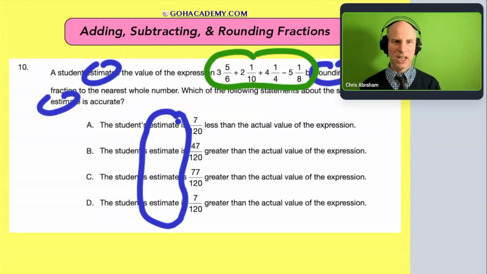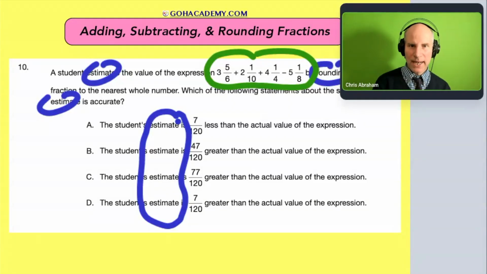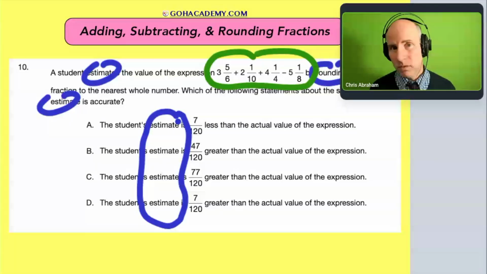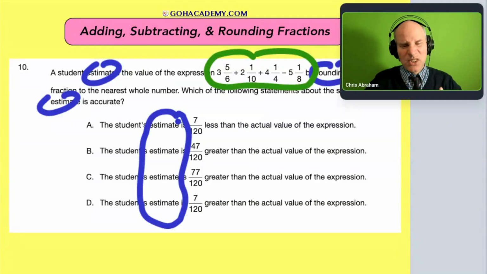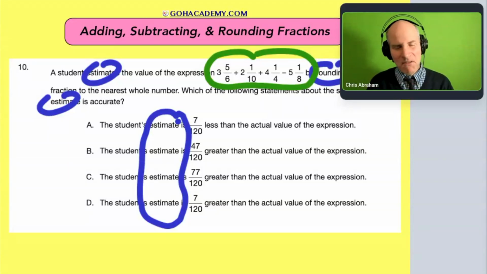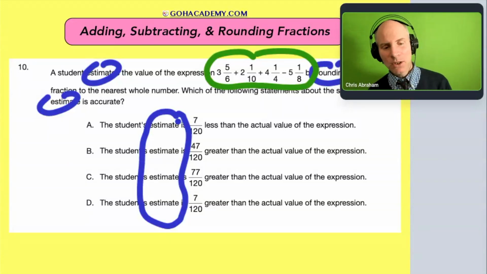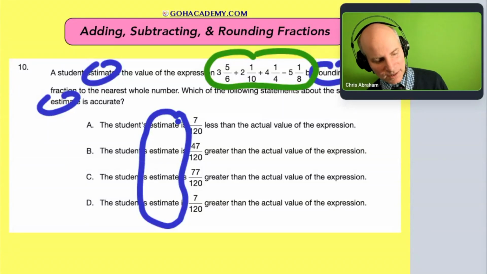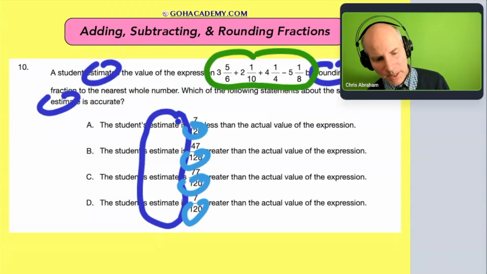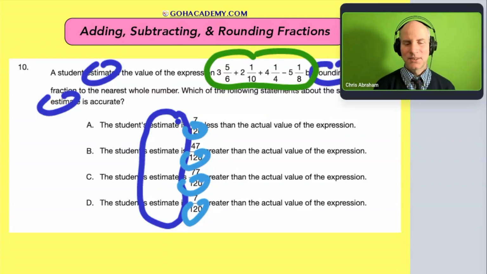Because look at the math here. We're adding fractions, we're subtracting fractions, we're finding equivalent fractions. So it's this weird problem, right? It's a very mean problem. And look at the denominators too. It's not your usual denominator, right? 120. So again, this problem is problematic.